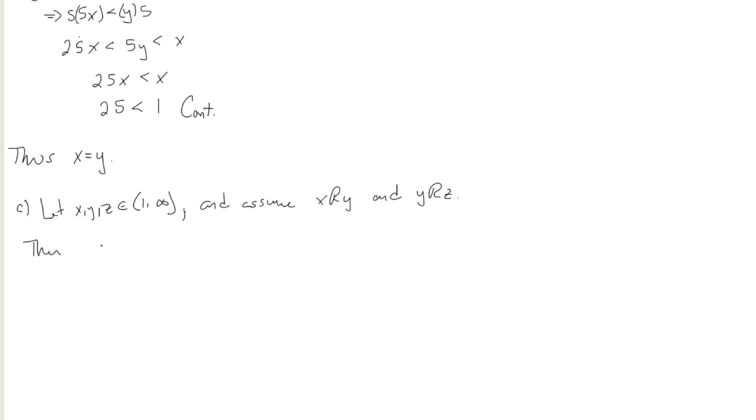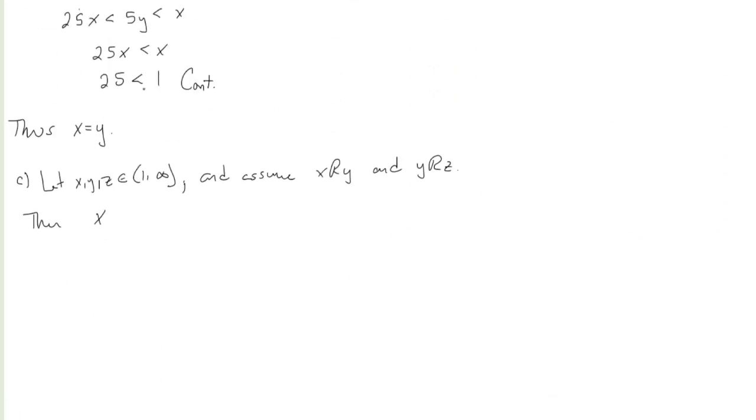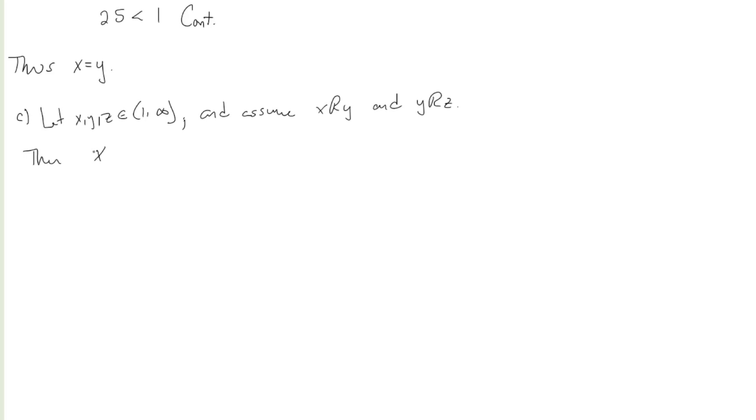Then, what do we know? We know from the first definition, if x is related to y, then 5x is less than y, or x equals y. And at the same time, we know that 5y is less than z, or y equals z. Okay. Let's be very formal. Let's get every case here.